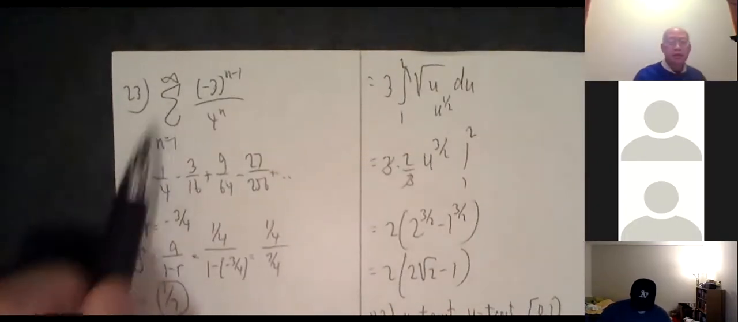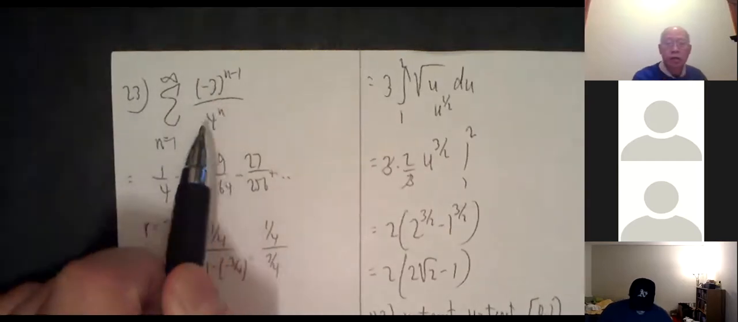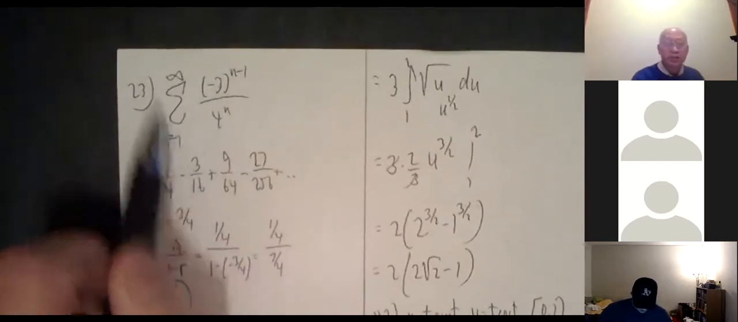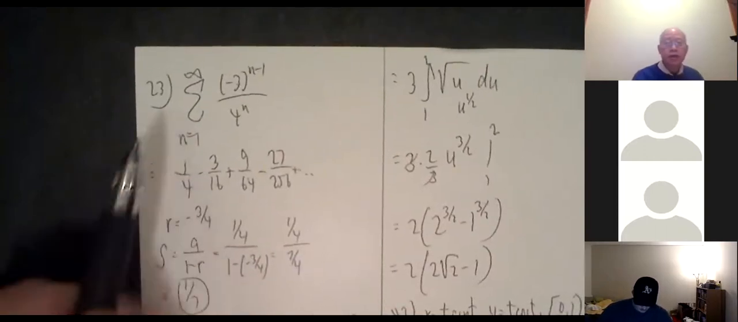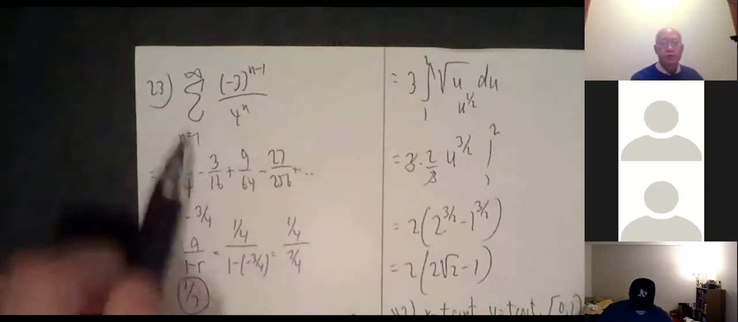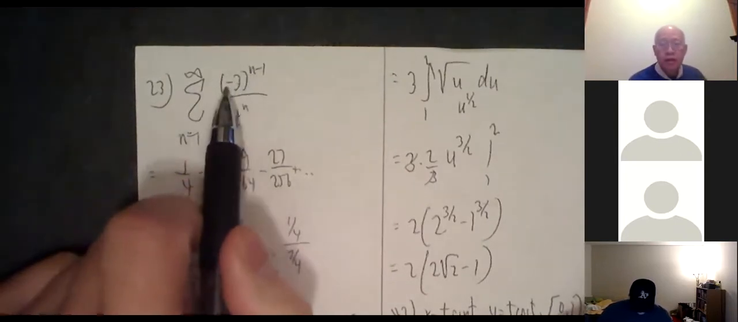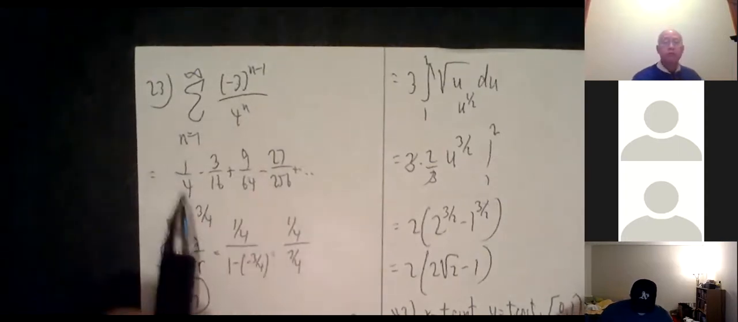Okay, my 23 looks like this. Summation is n equals 1 to infinity of (-3)^(n-1) over 4^n. Now get used to this notation, the summation notation. I think the best thing to do is just plug in some numbers. So what do you get when you plug in 1? (-3)^0 is 1. 4 to the 1 is 4. So 1/4.